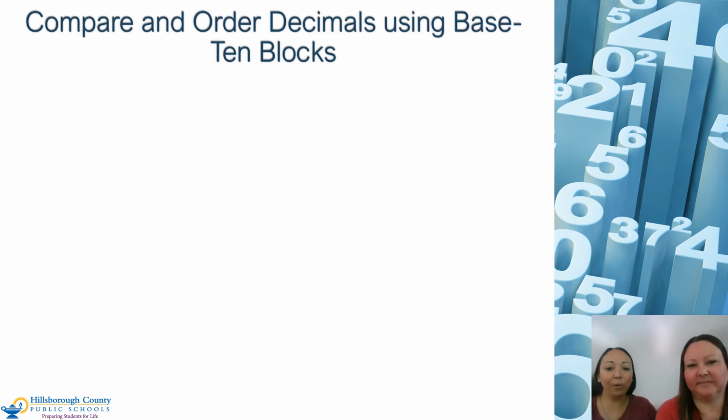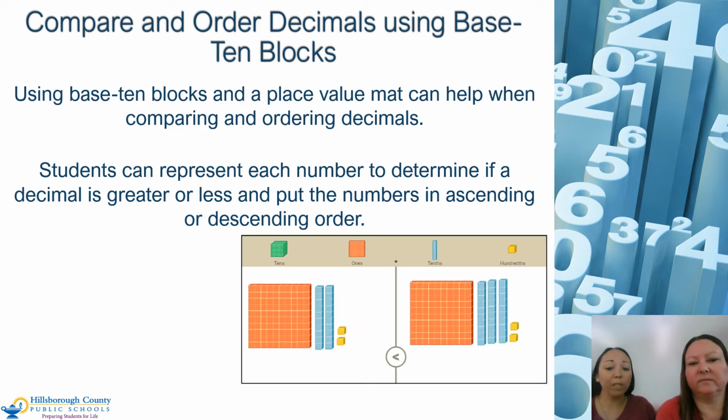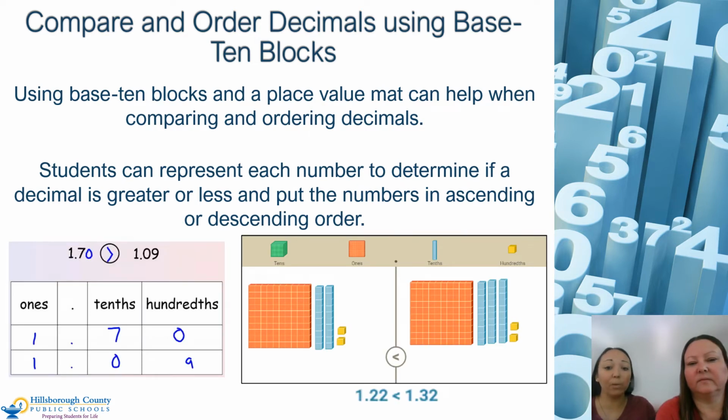So when we're comparing and ordering decimals, we can use those base 10 blocks again. Students can represent each number to determine if the decimal is greater or less than the other decimal, and we can arrange them in ascending or descending order. So I see in that place value mat that in the ones place, the digits are the same, but in the tenths place, they are different. So we're doing the same thing that we did with place value of whole numbers, where we start with the greatest place and move along to see which one's greater or less. Exactly. That place value mat can be really important to help organize the place values of each of the numbers.